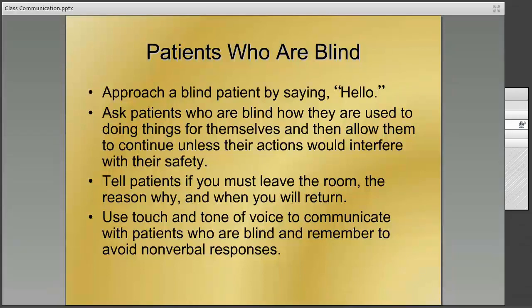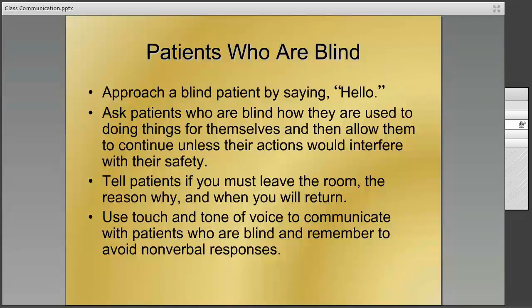Tell the patients if you must leave the room, and the reasons why, because they can't see you. The deaf person can see you leave, but they don't know why, because they couldn't hear you. The blind person doesn't know you've left the room unless they hear the door. And then they're going to get anxious and insecure because they aren't sure what that door closing was. Was it you, or was it somebody else coming in or out?